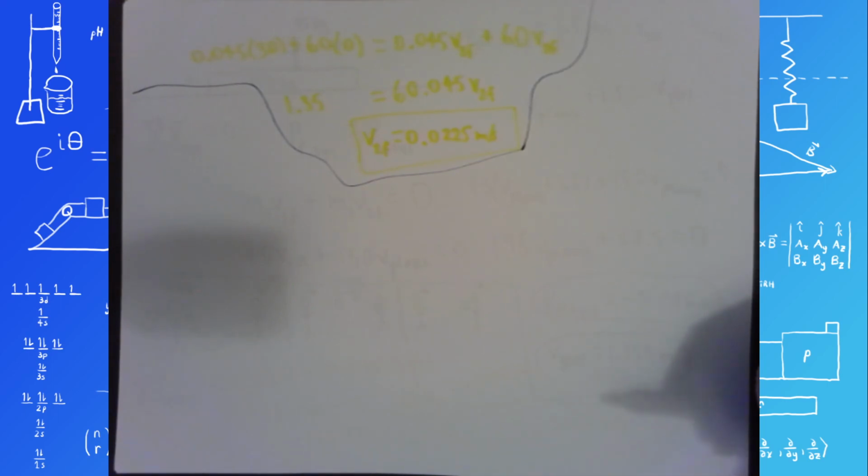Let's see. A 7-gram bullet is fired into a 1.5 kilogram ballistic pendulum. The bullet emerges from the block with a speed of 200 meters per second, and the block rises to a maximum height of 12 centimeters. Find the initial speed of the bullet.